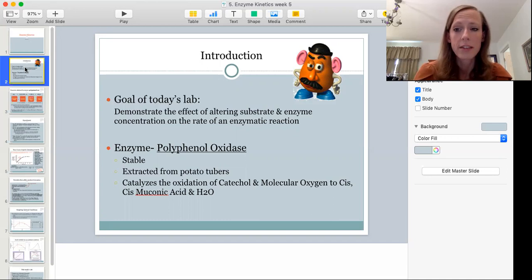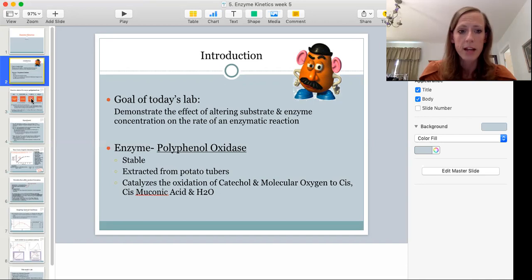Okay, so the enzyme that we're using is called polyphenol oxidase. And we are able to use this because it is relatively stable and extracted readily from potato tubers. So the tuber is the part of the potato that we eat, and it can be easily extracted and used for our lab this week. And it catalyzes the oxidation of catechol and molecular oxygen, these are our reactants, our substrates, into cis-muconic acid and water. Those are our two products, okay?